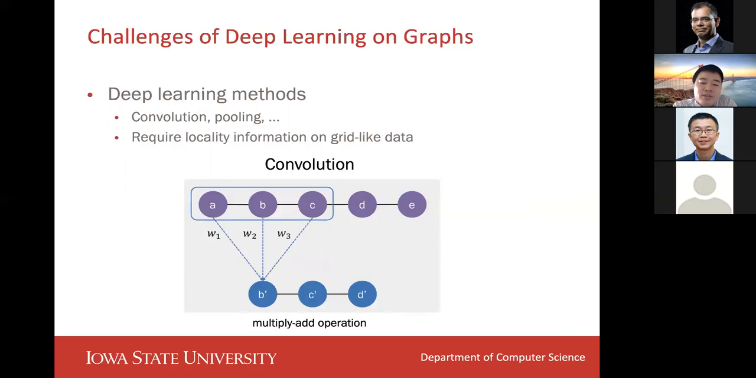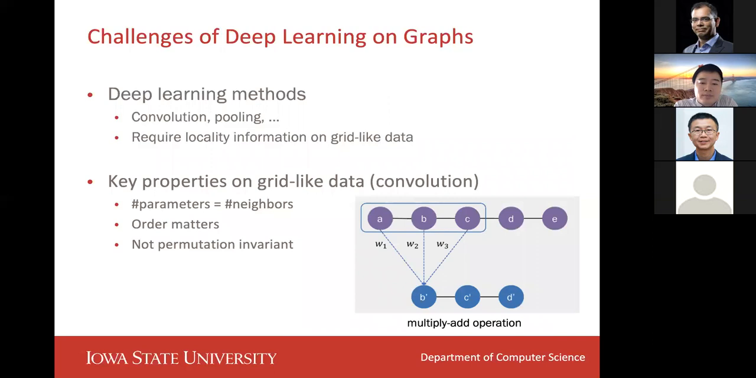It performs an element-wise multiplication, then a summation operation. In this example, the kernel is W1, W2, and W3, and it scans all three possible positions and gives three outputs. Here I want to point out some key properties of this operation. This process can also be considered as an information aggregation process. In the first position, node B is aggregating information from its neighbors with different weights.